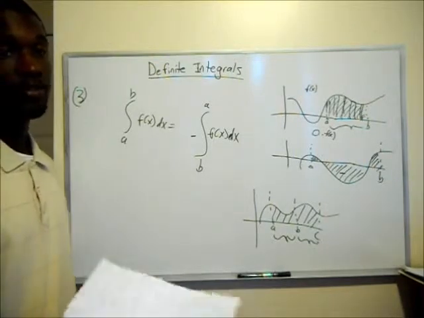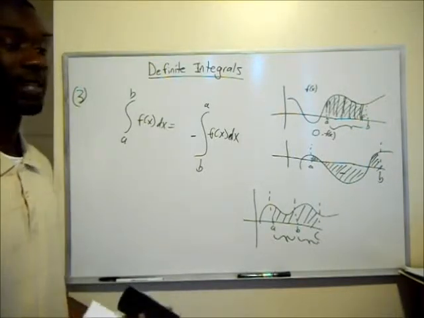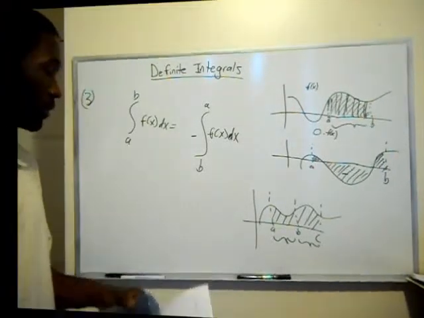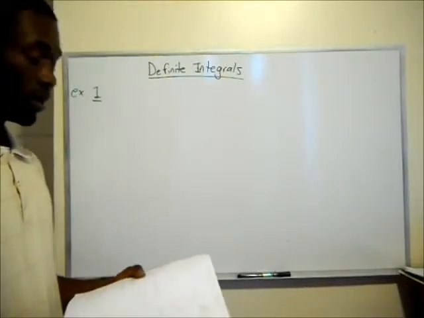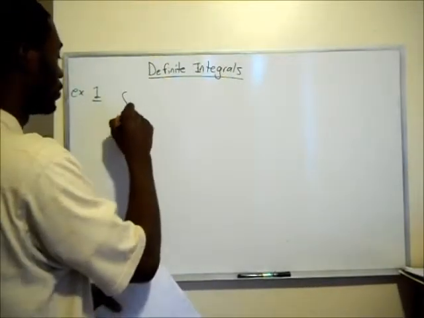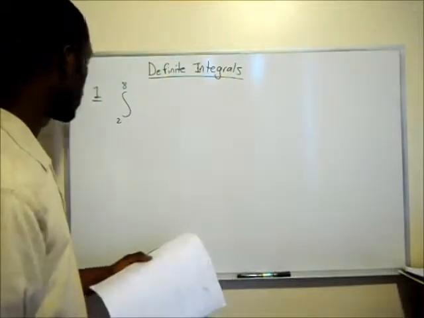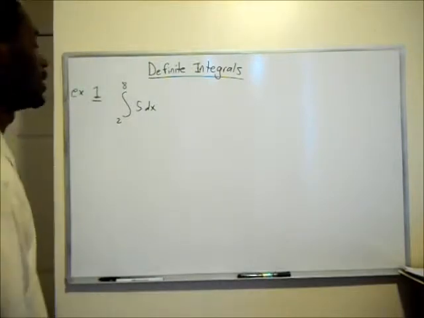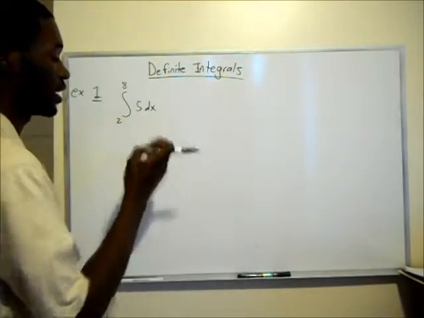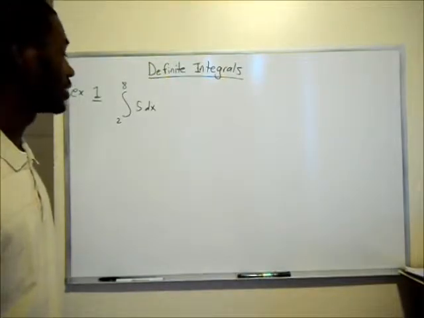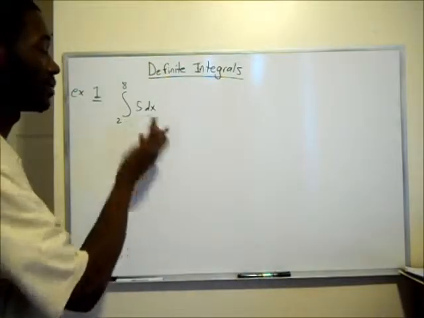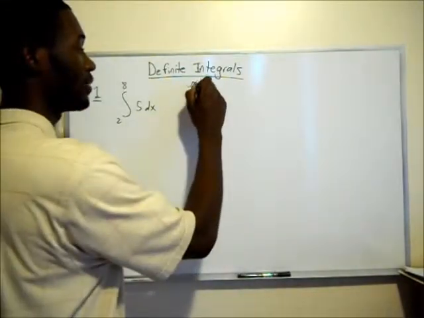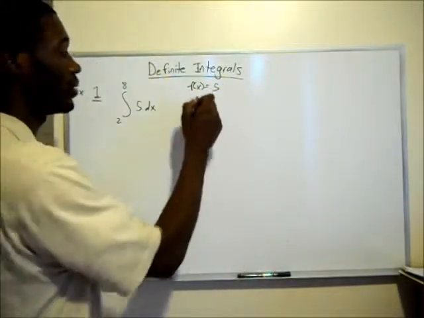But the biggest tool we have is the fundamental theorem of calculus. That's just saying find the antiderivative and then plug in the endpoints and evaluate. Okay, so let me do the first example. The integral from 2 to 8 of 5 dx. Now 5 is just a constant. What that means is f of x equals 5. That's the same as saying y equals 5.